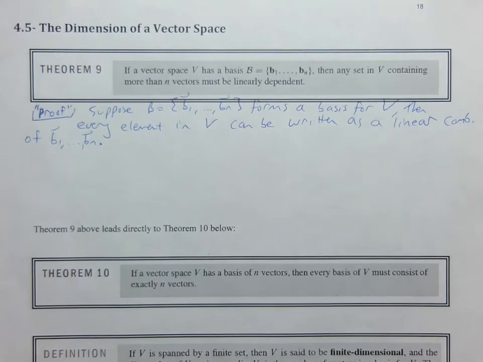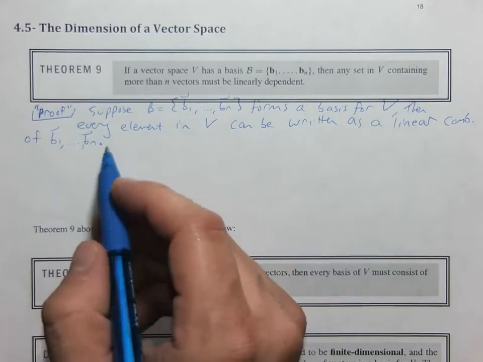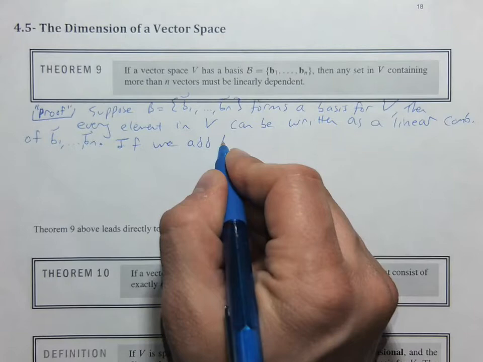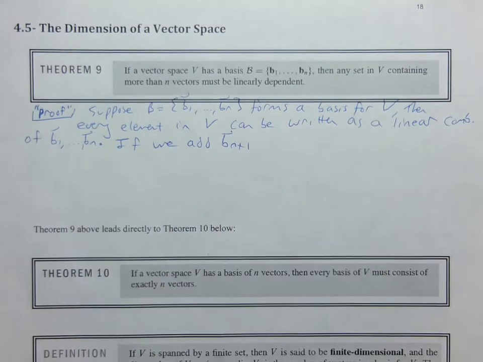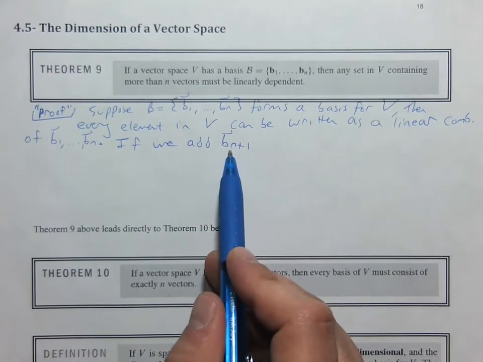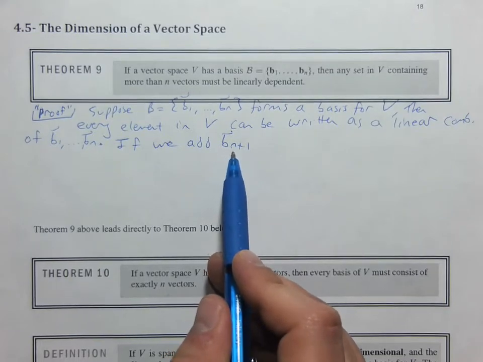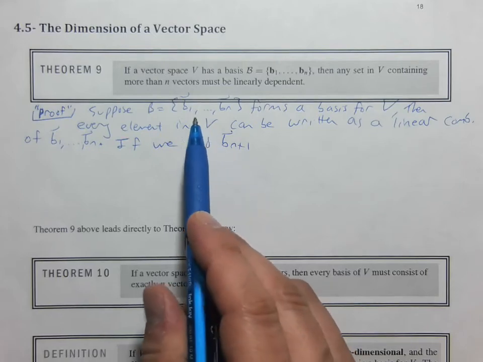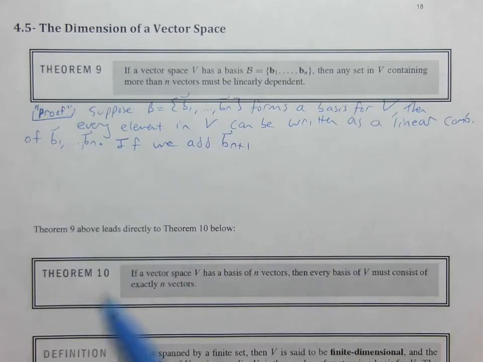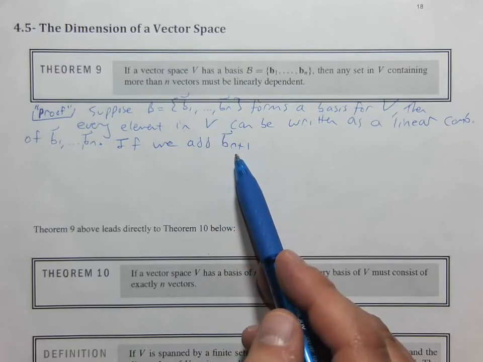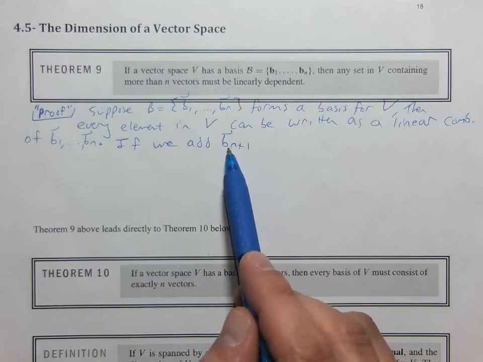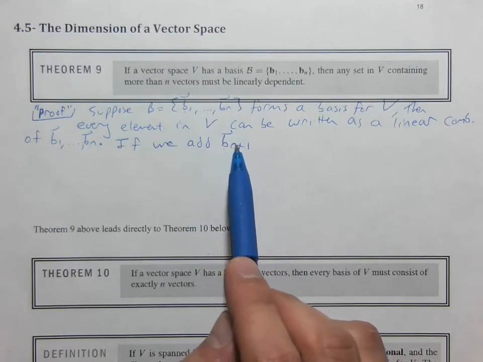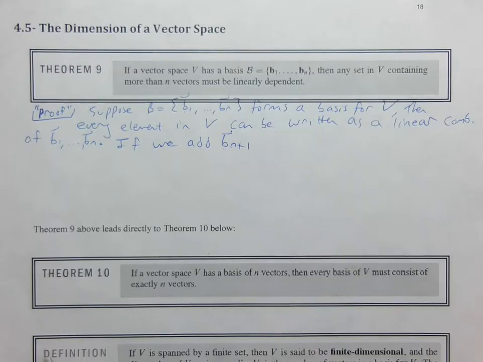And so let's say we add another vector to this set. Let's call that b(n+1). So if we add b(n+1), a new vector, to the set, well, this new vector is part of V because it's in the vector space, right? It's one of the elements. And so that means it can be written as a linear combination of the basis elements. Well, automatically that would make the set linearly dependent by definition, right? As soon as we add this new element, if b1 through bn is already a basis, then adding this new one is in the span of those and it becomes linearly dependent.